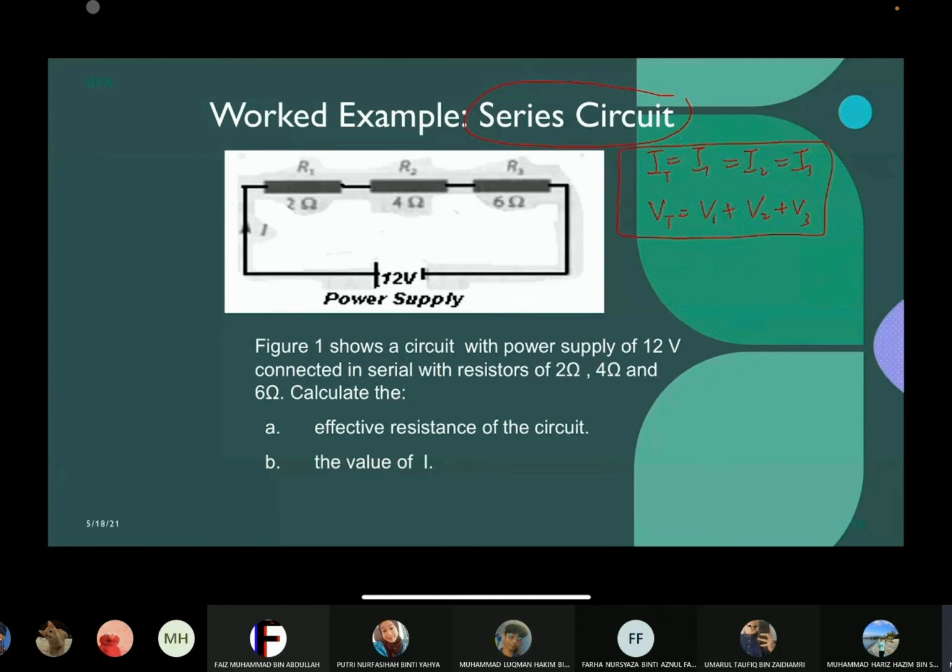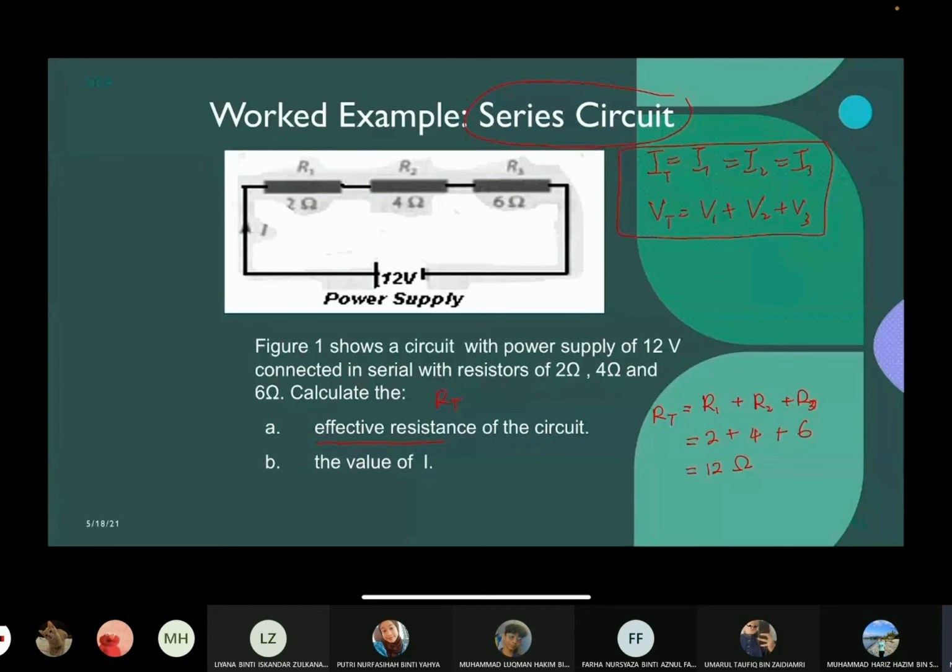Figure 1 shows a circuit with a power supply of 12 volts connected in series with resistors 2 ohms, 4 ohms and 6 ohms. Calculate the effective resistance of the circuit. Okay, who wants to answer? R1 plus R2 plus R3. Thank you. Liana. Okay, thank you Liana. Well done. So R1 is what? 2, R2 is 4, R3 is 6. So you just add them. So we get 12. What's the unit? Ohm.